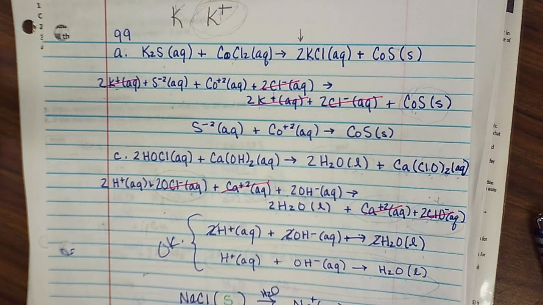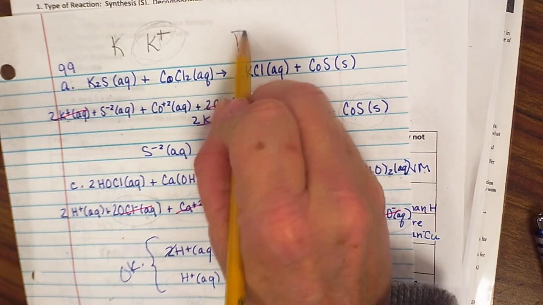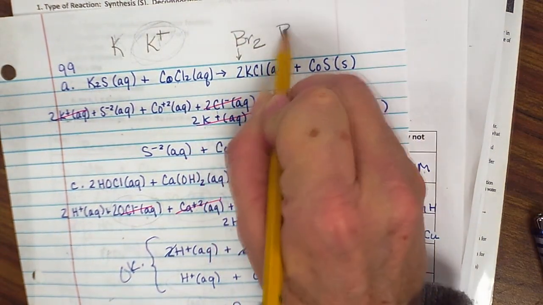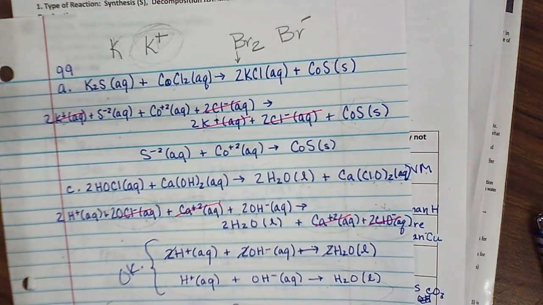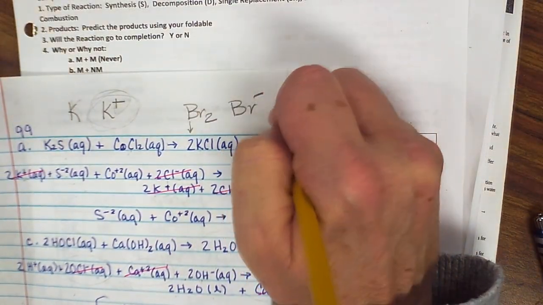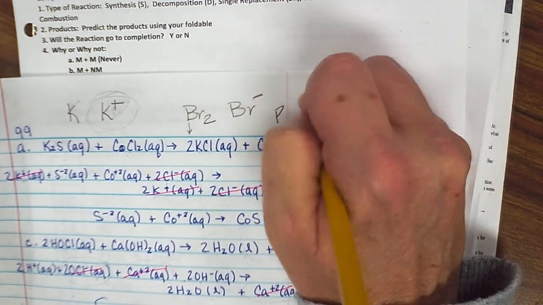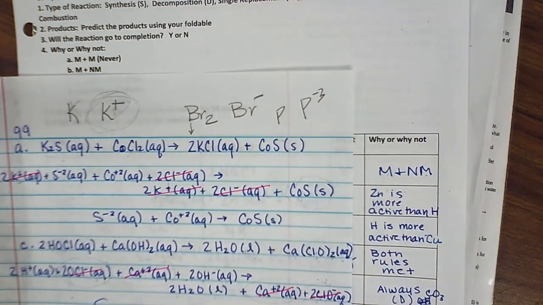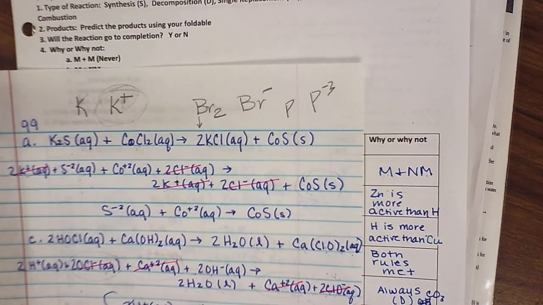Okay, ions are not elements. Elements are not ions. That's why we use the word ion. That's why when we say bromine and bromide, they're two different things, right? That's why we say phosphorus and phosphide, because they're two different things. One has a charge and one doesn't. Okay?